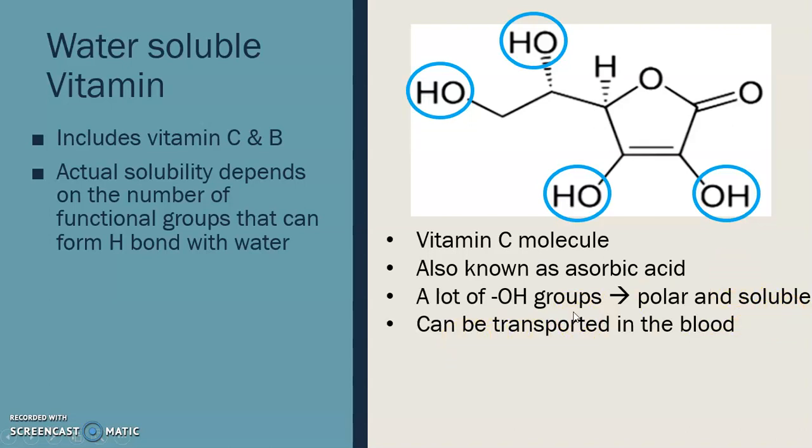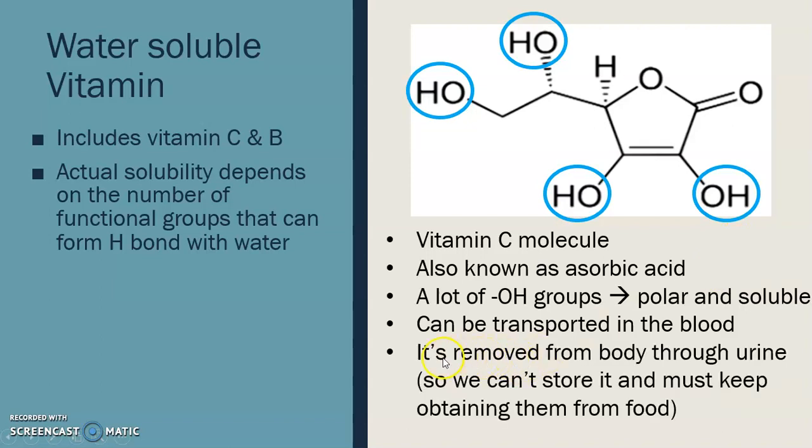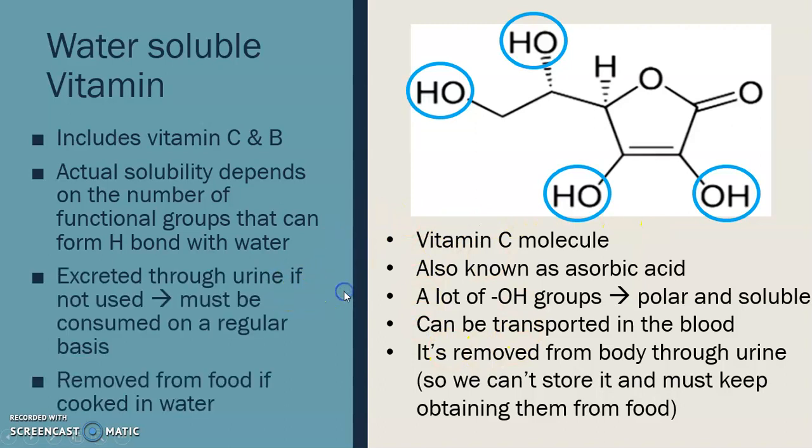All water-soluble vitamins have the common feature that they have a lot of functional groups that can form hydrogen bonds with water, and therefore they can be transported in blood. Of course, they can also be removed from the body easily through urine, which means that compared to fat-soluble vitamins, we cannot store water-soluble vitamins, and therefore we must keep obtaining them from food. They must be part of our diet regularly. All water-soluble vitamins need to be consumed on a regular basis.